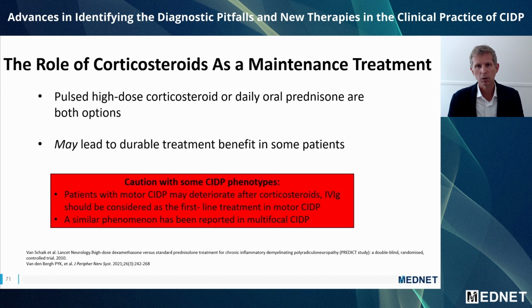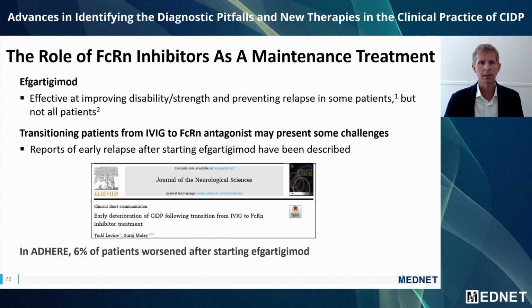Another cautionary note with corticosteroids comes from observations about what might happen in patients with some of the variants of CIDP, in particular the motor variant of CIDP, where it's been observed that there's a percentage of those patients that actually worsen when treated with steroids, unlike other types of CIDP, but very similar to what we might see in multifocal motor neuropathy. A similar observation has been reported in some patients with multifocal CIDP. So in patients with those particular phenotypes, I think most would suggest that staying away from steroids as a treatment option is a good idea.